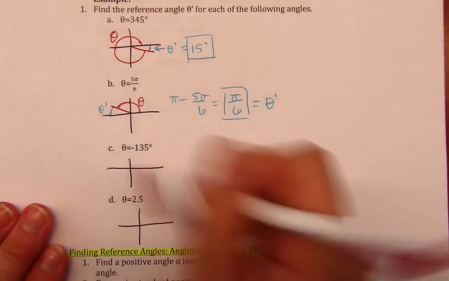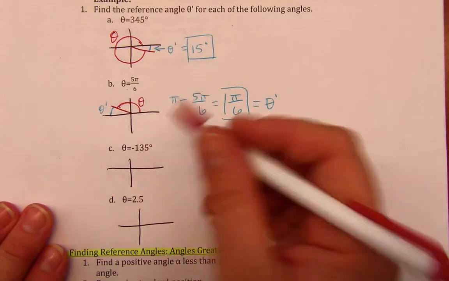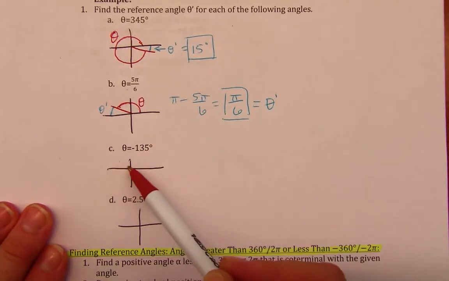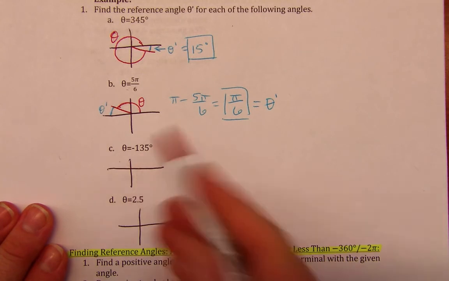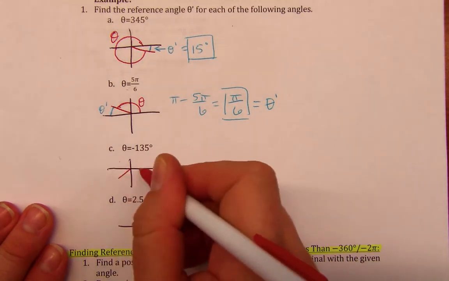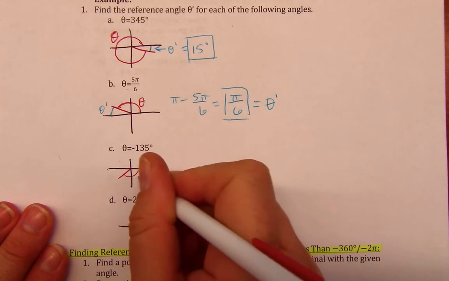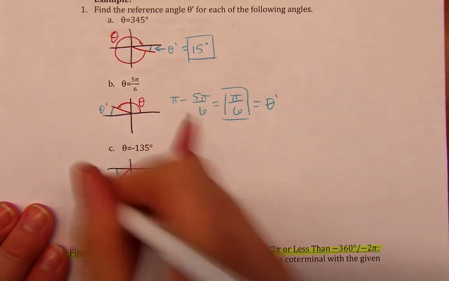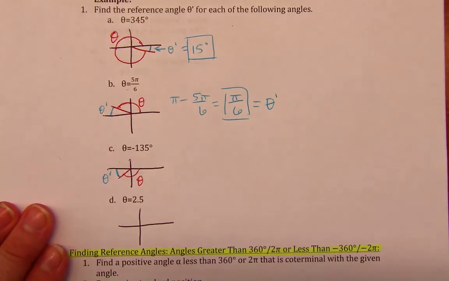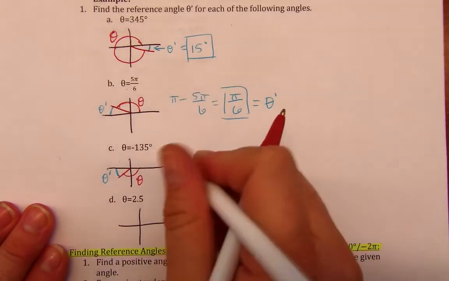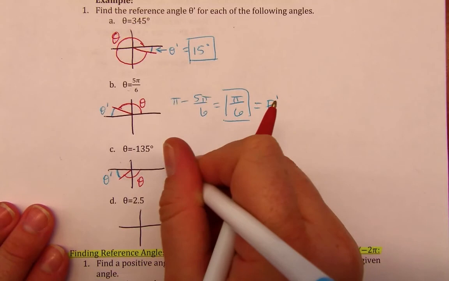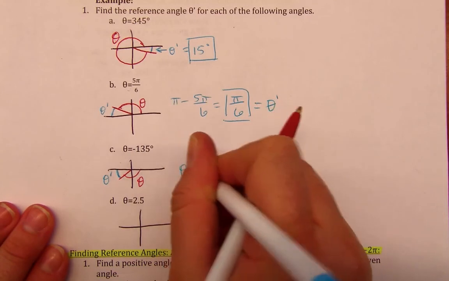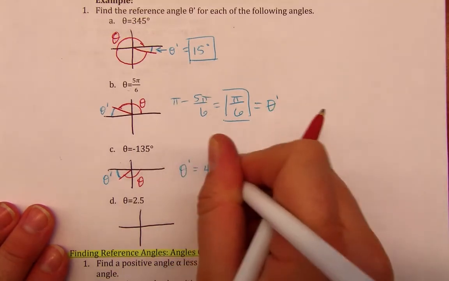Next one, negative 135. Well, positive 135 is right here. So going that same amount, but in a negative direction, is going to be right here. That's theta. Terminal side to the x-axis is going to be our reference angle. So that would be 45 degrees.